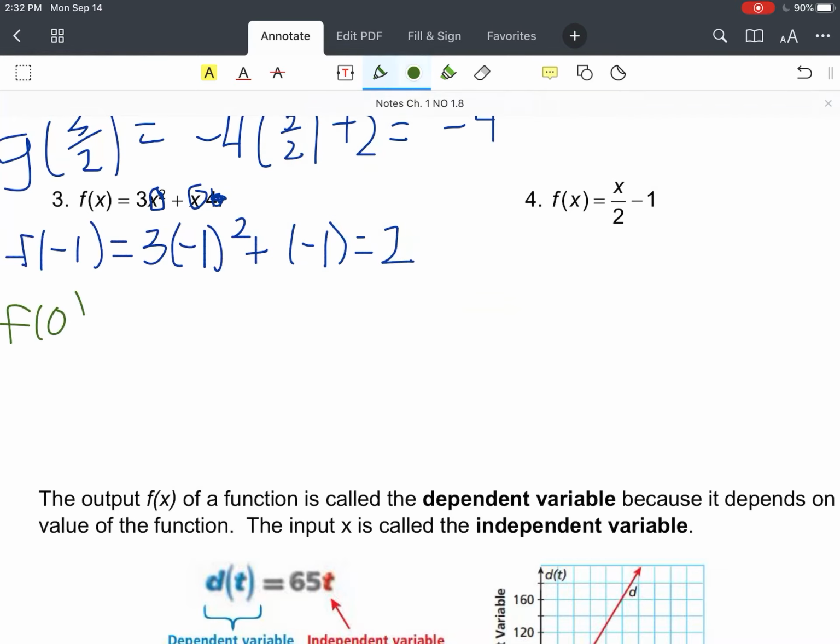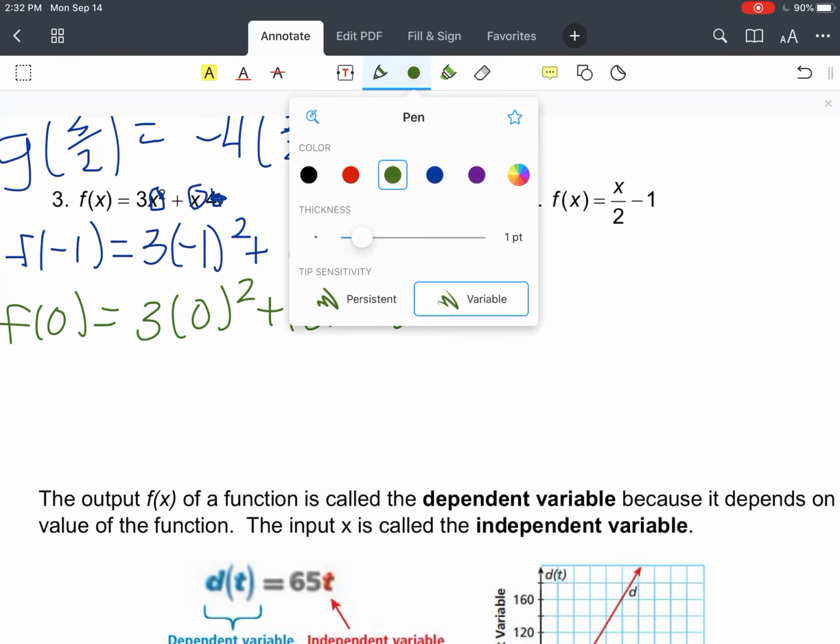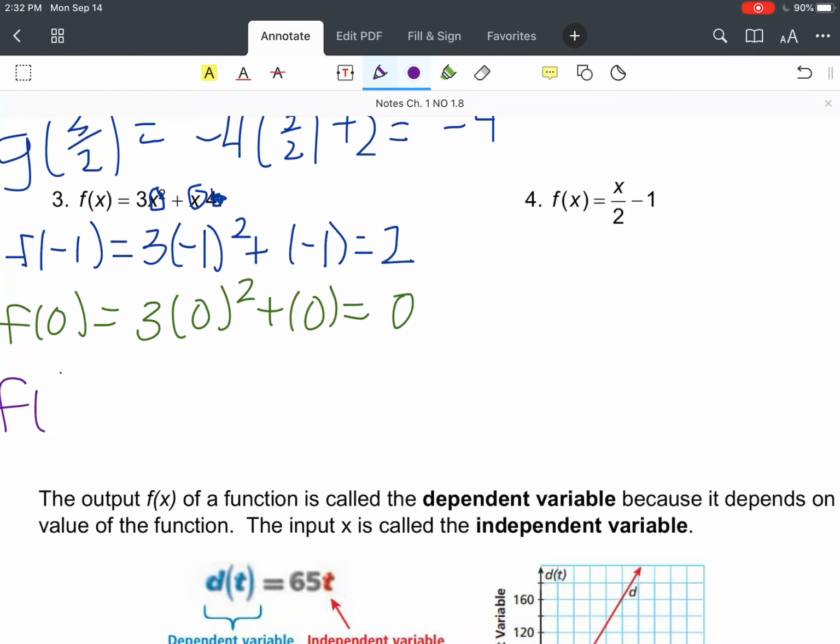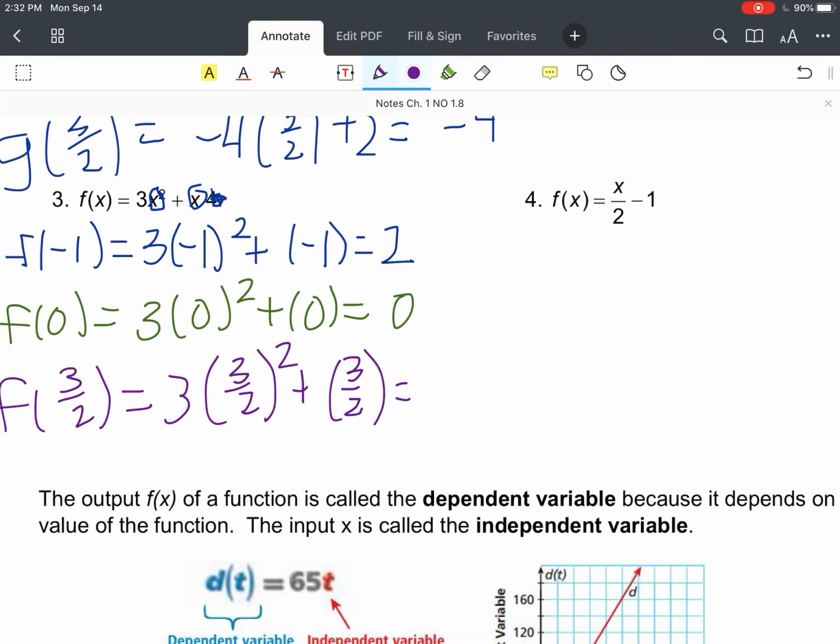Second one, f of 0. Again, we're just substituting in 0. 3 times 0 squared plus 0. Well, you're going to get 0 when you put 0 in for everything. And then lastly, f of 3 halves, or 1.5, whichever one you like better. 3 times 3 halves squared plus 3 halves. Simplifying this out, probably easiest just to use a calculator. You're going to get 8 1/4, which is 8.25. So that's just substituting in your input values to get an output value. So please pause the video and try numbers 2 and 4 on your own, and then check your answer against the key.